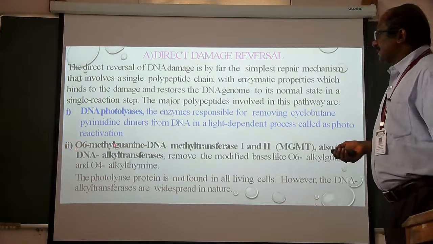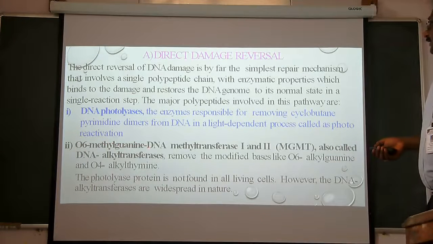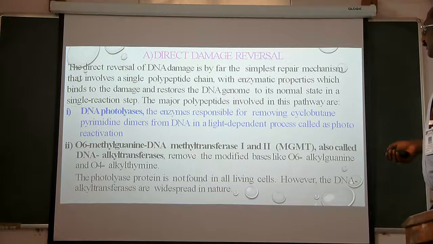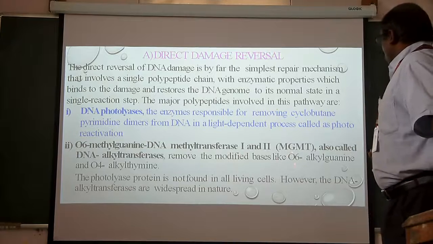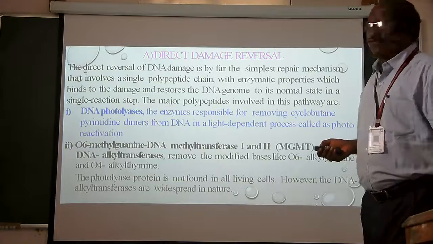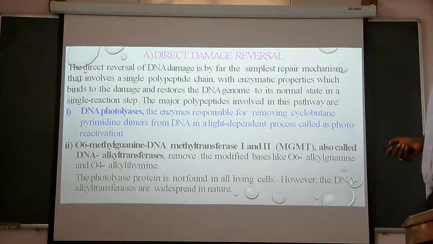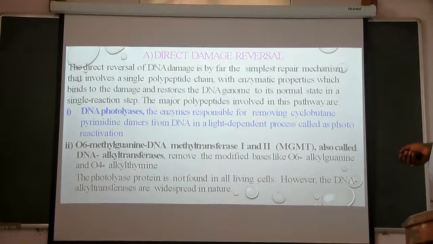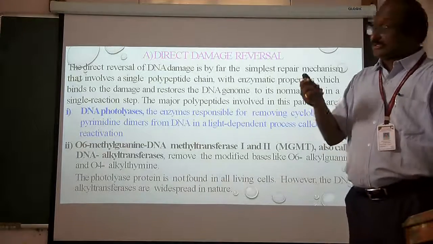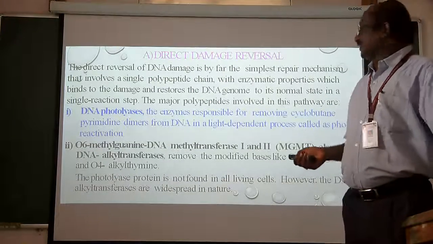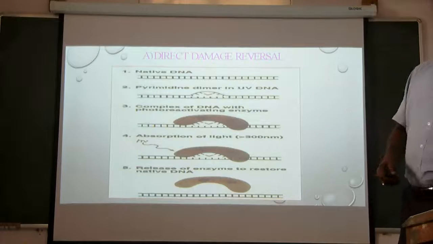Next is O6-methylguanine DNA methyltransferase, MGMT, also called DNA alkyltransferase. It removes the modified bases like O6-alkylguanine and O4-alkylthymine, which are replaced or repaired. The photolyase protein is not found in all living cells. However, the DNA alkyltransferases are widespread in nature. They are available freely in nature, and immediately the alkyltransferase can repair the DNA directly.